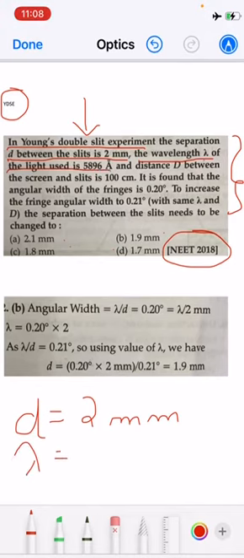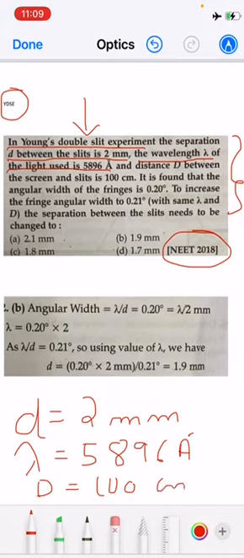So, wavelength is given as 5896 angstrom, and the distance capital D between the screen and the slit is given as 100 centimeter. Now if you notice one thing in this question, all the distances, all the lengths are given in 3 different units. For example, I have got small letter d in millimeter, lambda in angstrom, and capital D in centimeter. Now the actual question starts.